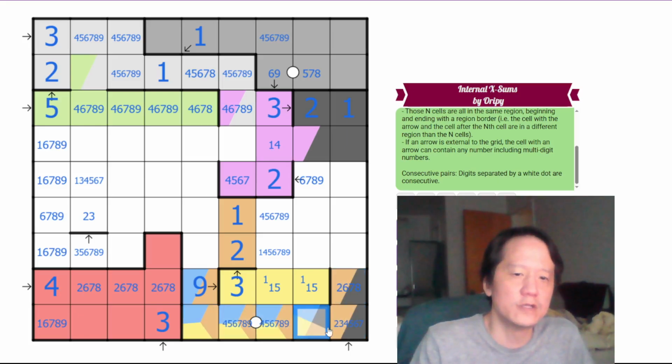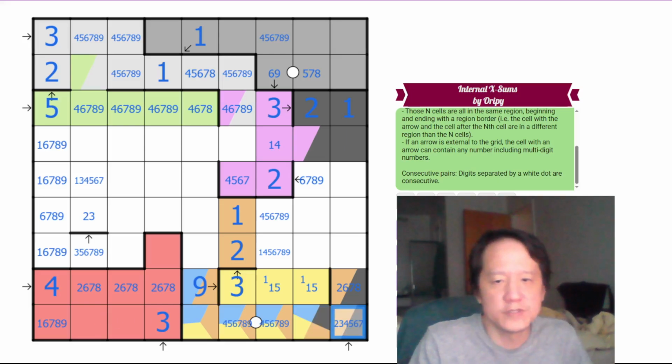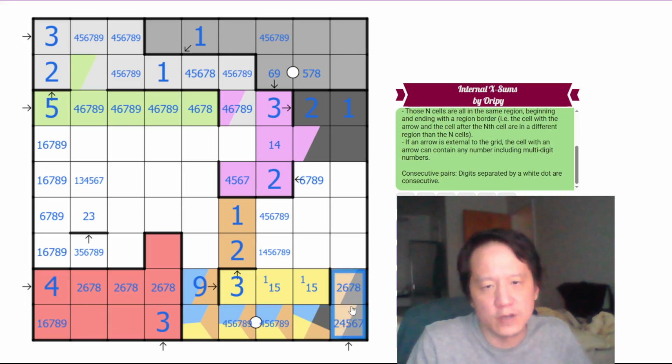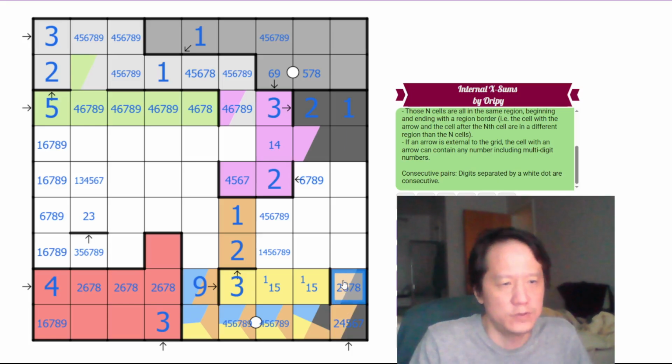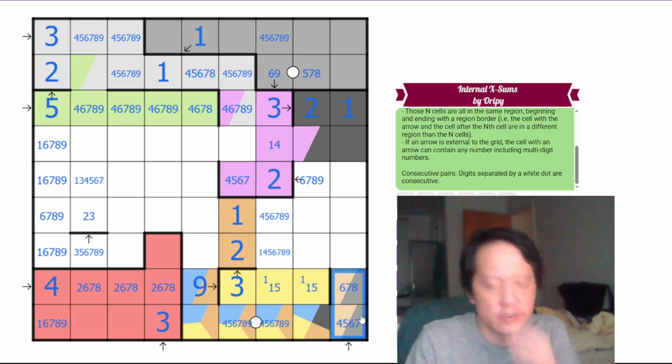This could be yellow. This can't be 3. It could be 2. No, it cannot be 2 because then it would be some other region. So this can never have a 2 here, which means 2 has to be here. So we know 2 is one of these. This is 6, 7, or 8. This has to be 4 or 5. So this is orange or dark.